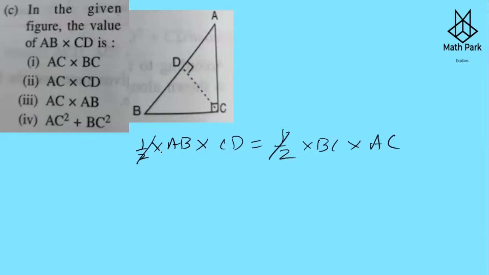Part C of this: in the given figure, the value of AB times CD is what? Now look at this triangle here. The area of this triangle can be found out in two ways. It's a right triangle. So the area of this triangle is going to be half of the base, which is AB, into the altitude, which is CD. And the area of this triangle is also half the perpendicular sides, which is BC into AC, right? So half got cancelled. So what do you get? AB into CD is the same as BC into AC. So this is the correct option, BC into AC.